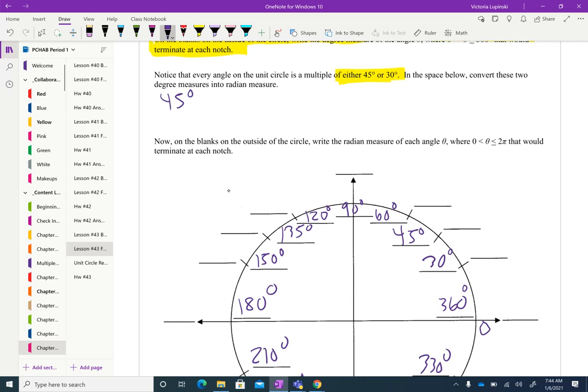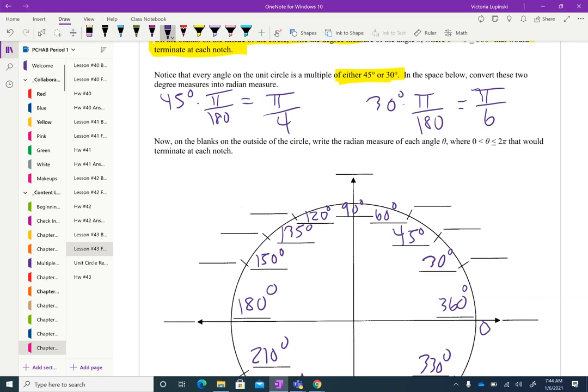You would take 45 degrees and multiply it times pi over 180. If you were to reduce the 45 and the 180, you would wind up with a value of pi over 4. If you were to do similarly for 30 and multiply by pi over 180, that would reduce to be pi over 6.